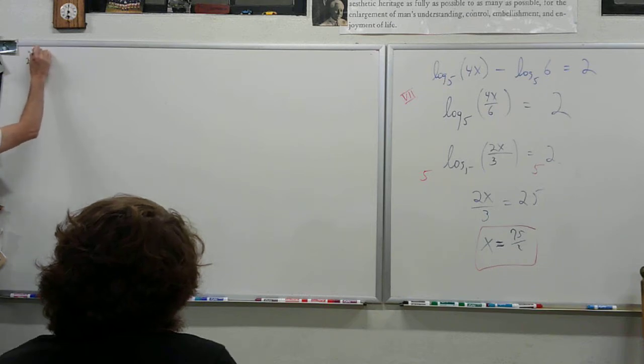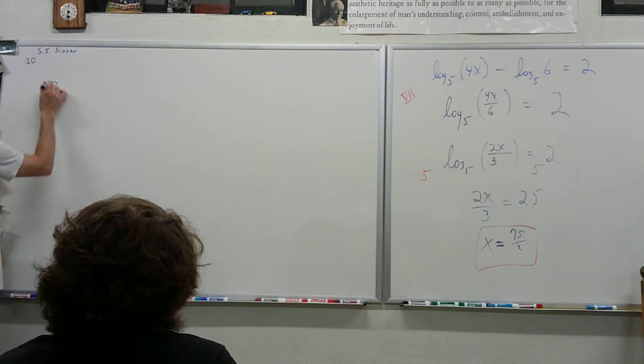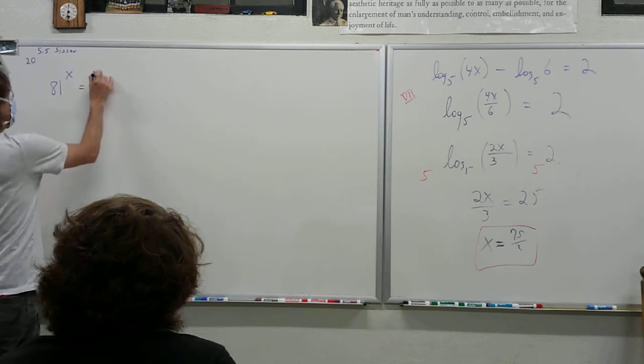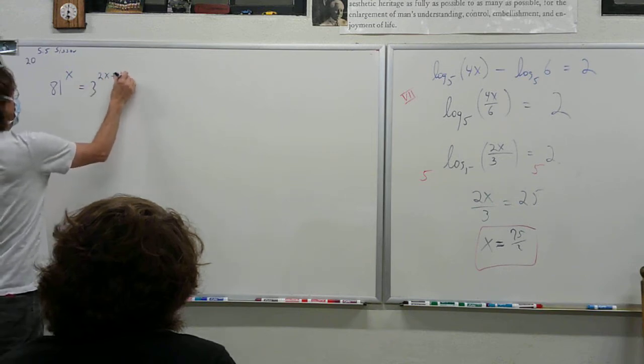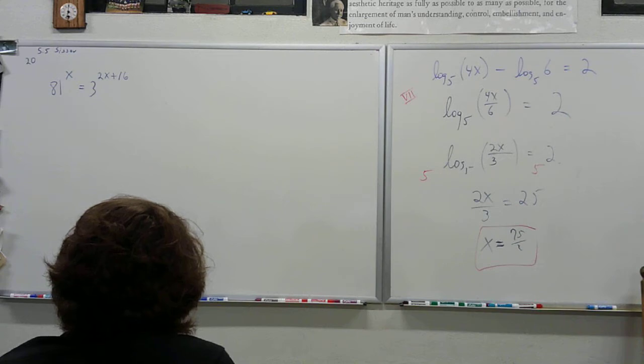And this is 5 in Section 5.5. Number 20. 81 raised to the x equals 3 raised to 2x plus 16. As soon as you see this, what must you do? Say it loud. Everybody help her out and say it loud. Say it one more time.